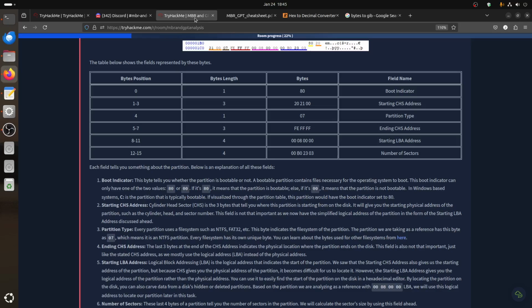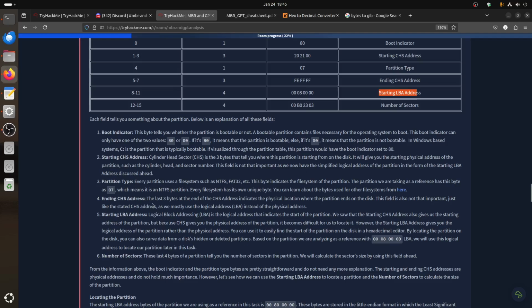So for us, what to check is the byte number 4, the partition type, and the starting LBA. Then the ending CHS, the last 3 bytes, is more like the hardware, not the software we're looking for. Cylinder head sector is the 3 bytes that tell you where the partition is starting from on the disk. It's more of a physical address, and once we do an analysis, we're more interested in the logical block address, which is this one.